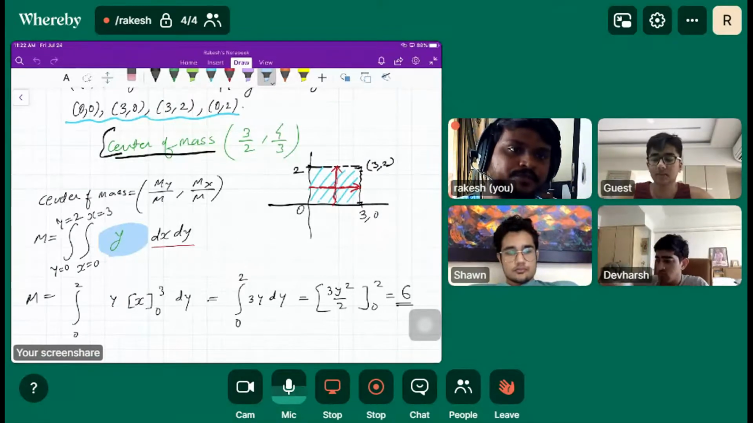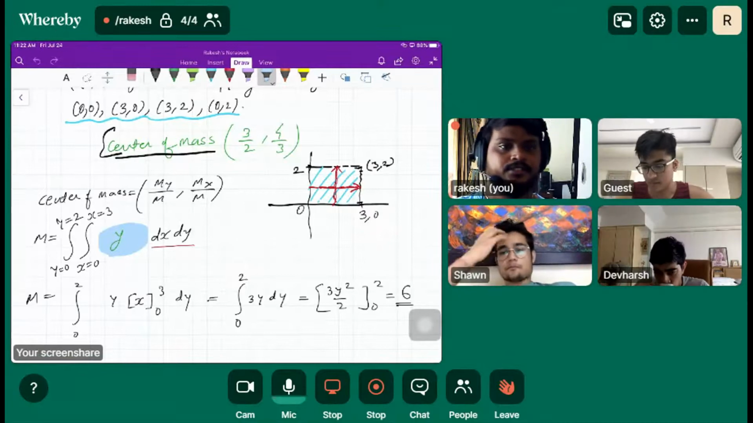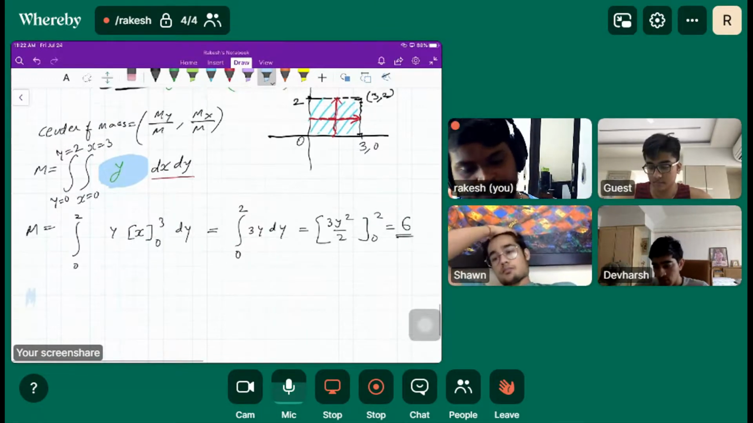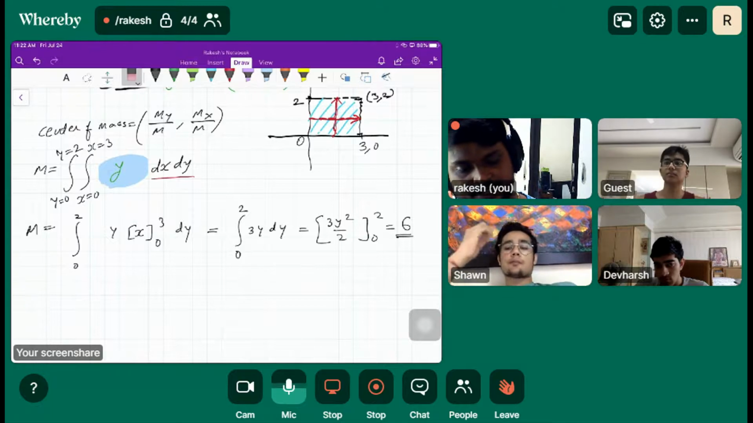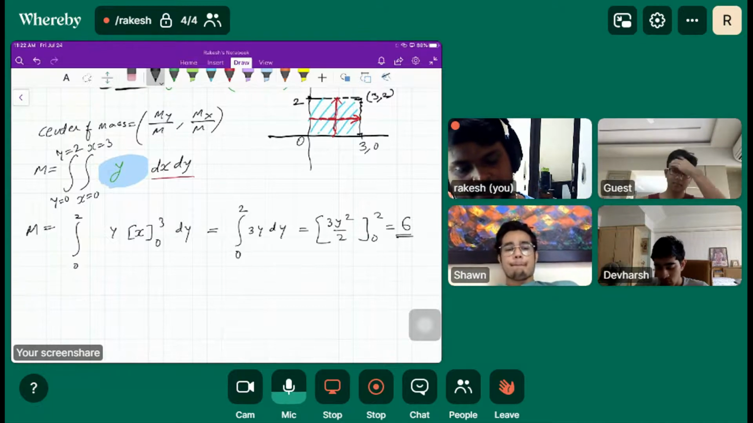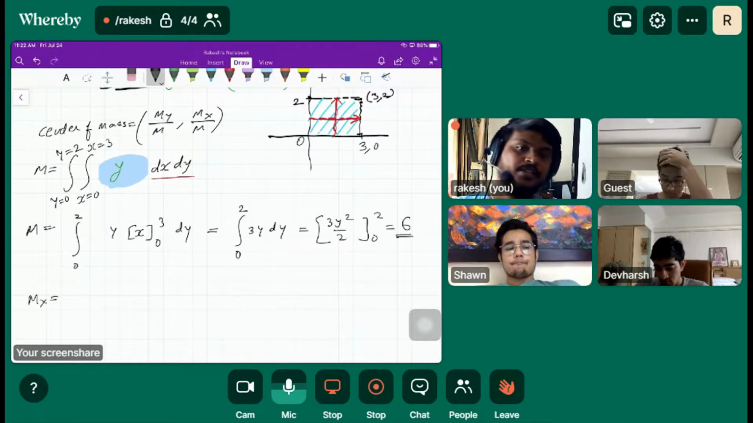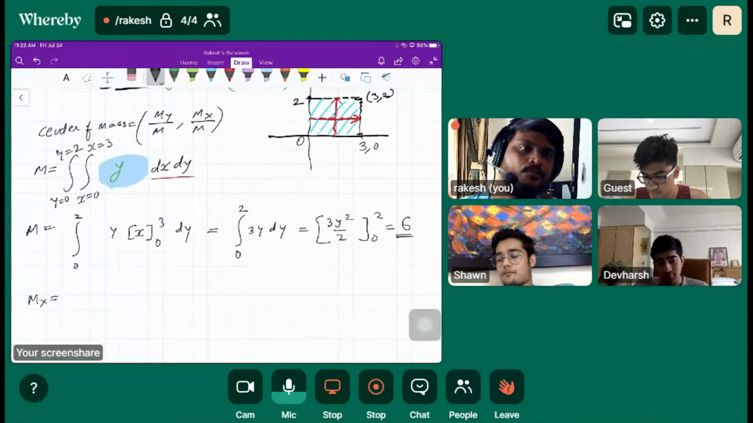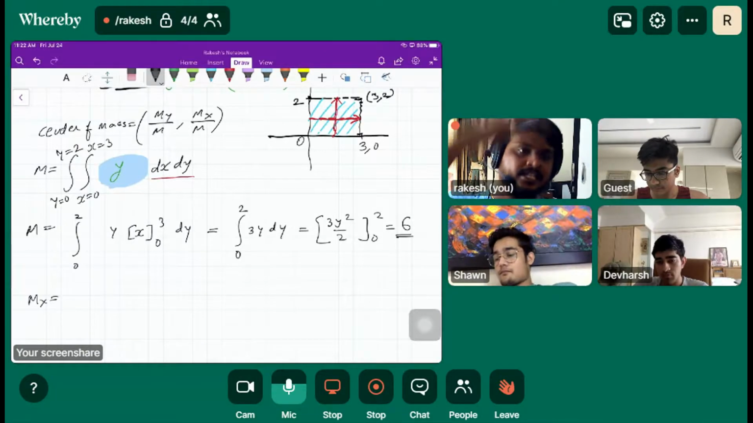Is that clear to you? Got it. Okay, fine. So this is m. Now Mx. What is Mx? Moment of mass about x-axis.